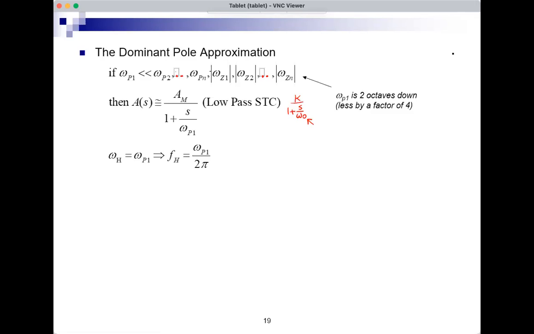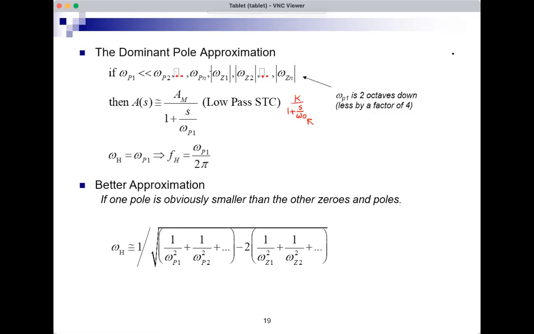If we're not so lucky, maybe there's a pole which is smaller than the others, but not by a factor of 4, maybe a factor of 3 or 2.5. There is another approximation that we can use, which is this one. Here, all the poles and the zeros enter in the equation, and you can get an estimate. We don't need to derive this. It's just an approximation from the transfer function. And this will give you a better approximation when there is no dominant pole.